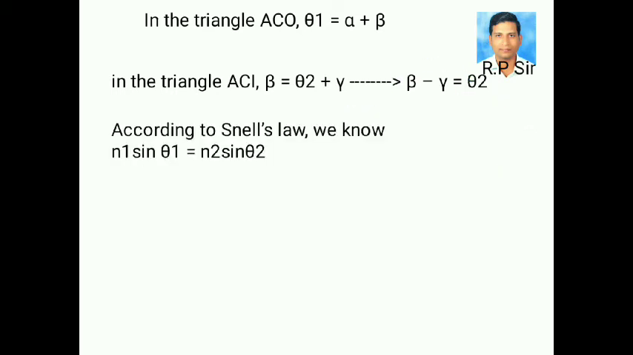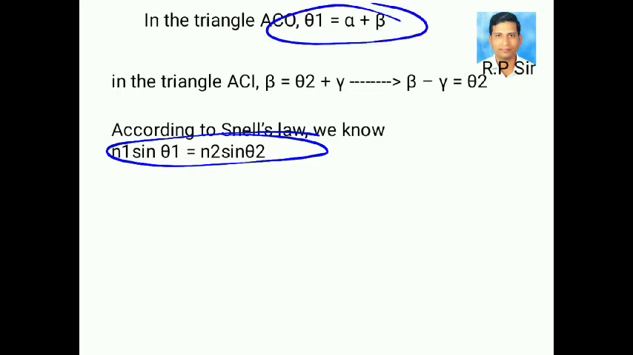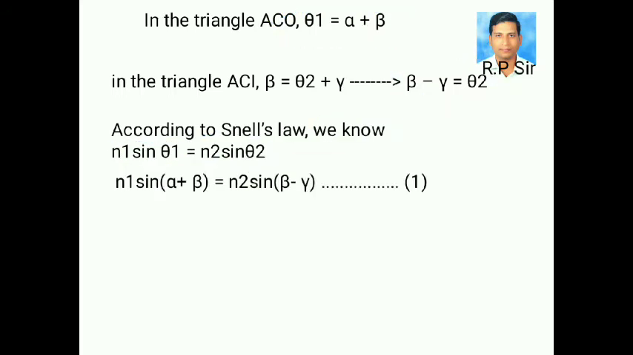According to Snell's law, n1 sin theta 1 equals n2 sin theta 2. Substituting the values of theta 1 and theta 2 in this equation, we get n1 sin(alpha plus beta) is equal to n2 sin(beta minus gamma).